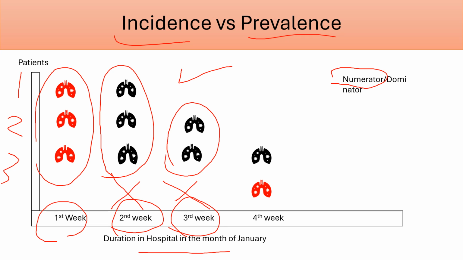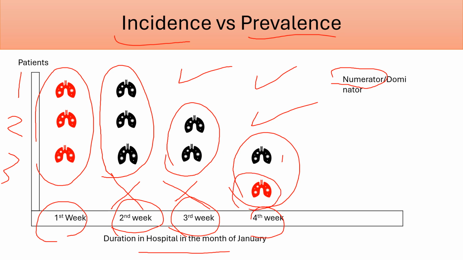On the fourth week, your prevalence is 2. Why? Because patient number 1 was already discharged, patient number 2 was discharged, and patient number 3 is still there. This is 1. And you have a new admission with pneumonia, so you have a new case. So your incidence in the fourth week is 1 new case, and your prevalence is 2.